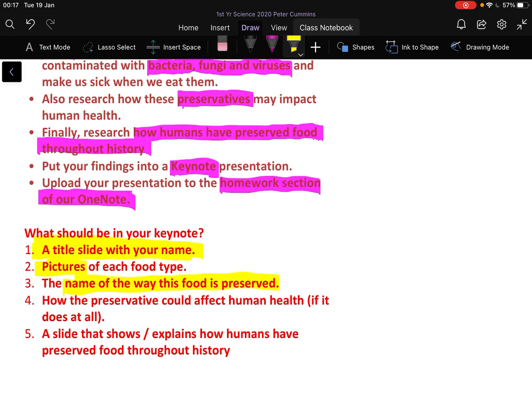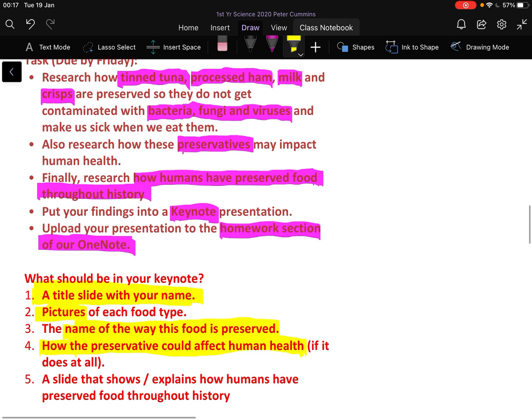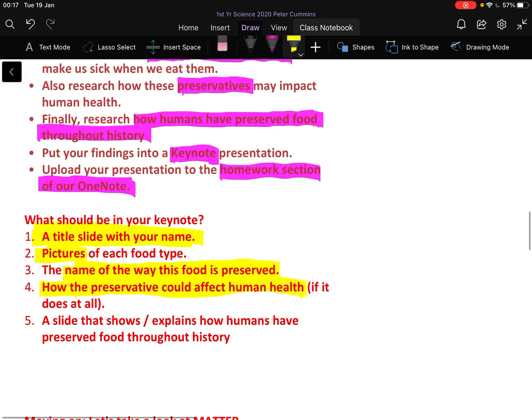And then you're going to say, well, if milk, for example, is preserved by pasteurization, is that something that could impact human health in a good way or a bad way? It could be a good way because it kills all the bad things you don't want to be eating. But is there a negative to what they use to preserve ham or milk or tuna or crisps?